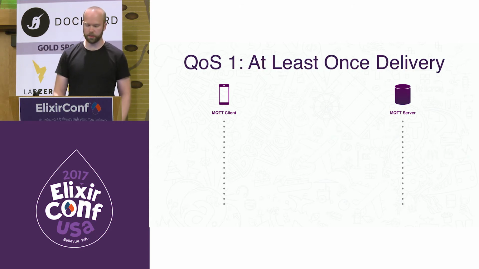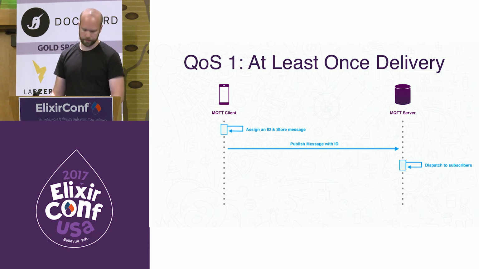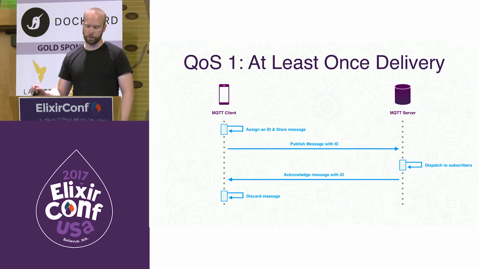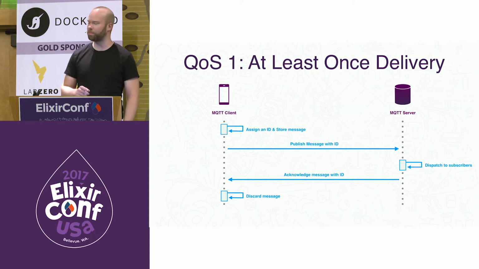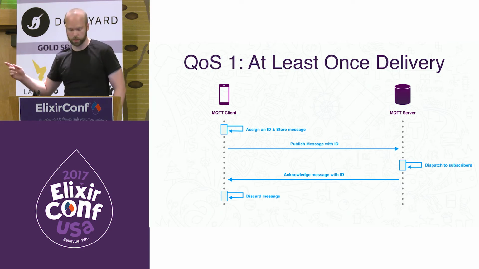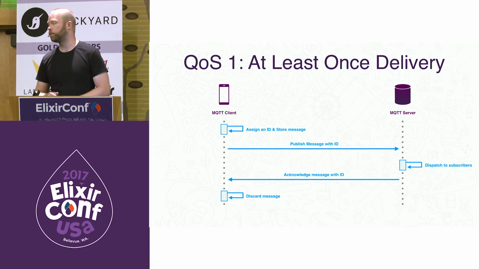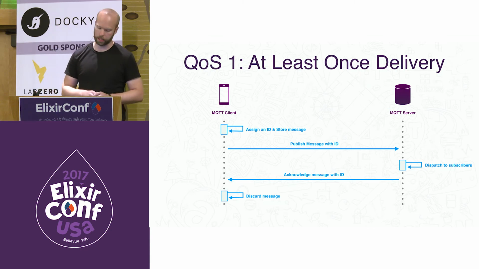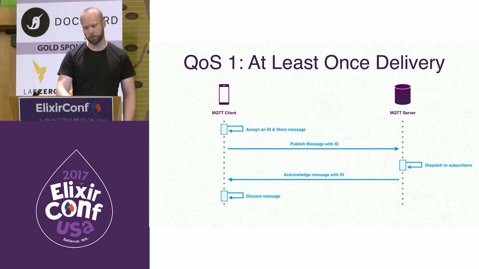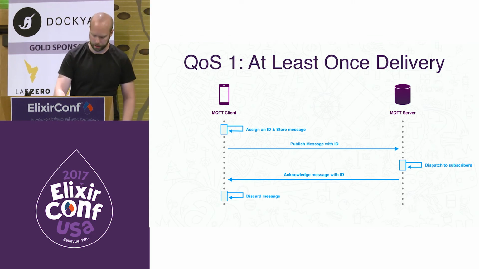There's a quality of service that guarantees at least once delivery. The message is sent to the server, and it will dispatch to all the subscribers. The server will then send an acknowledge message back to the client. One important thing I forgot to mention is we need to assign an ID to the message before we send it, so that it can send a message back. And at that point, we can discard the message on the client.